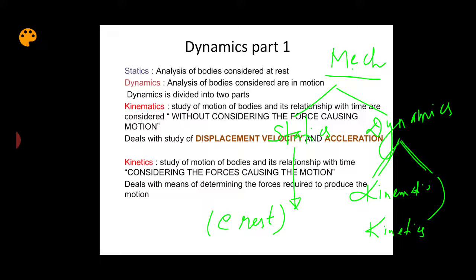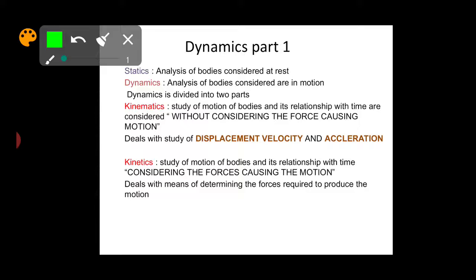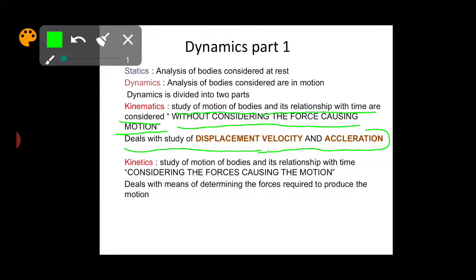Now let us understand what is kinematics and kinetics. So kinematics, let me define, is study of motion of the bodies and its relationship with time considered without considering the force causing motion. Let me repeat, kinematics is study of motion of bodies and its relationship with time are considered without considering the force causing motion. So kinematics deals with study of displacement, velocity and acceleration.